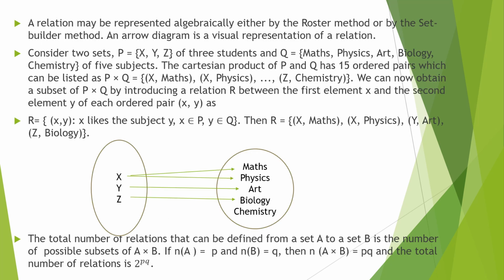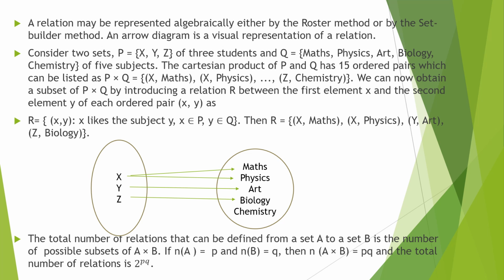Let us understand what a relation is. First of all, the relation may be represented algebraically either by the roster method or by the set builder method. We know these methods. An arrow diagram is a visual representation of a relation. Now see over here, we consider an example. Suppose the set P has elements X, Y and Z, 3 students, and the set Q has 5 subjects: maths, physics, art, biology and chemistry.